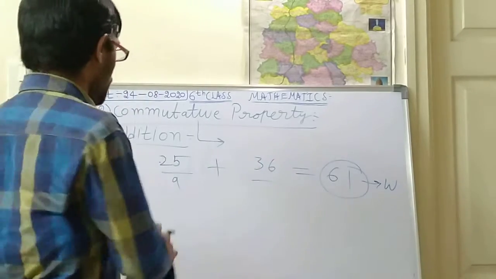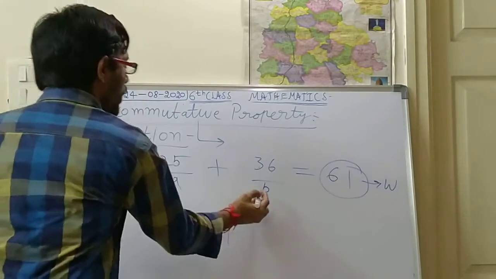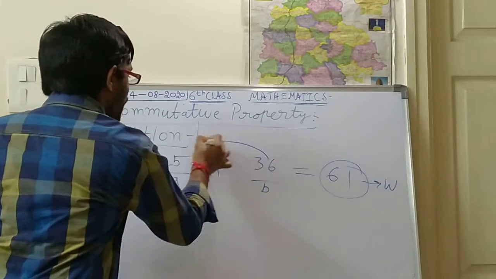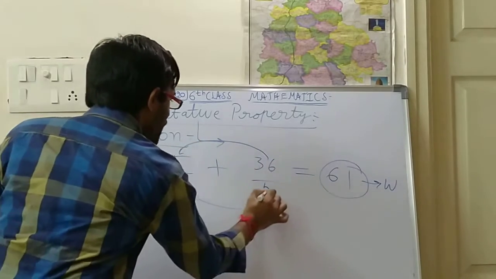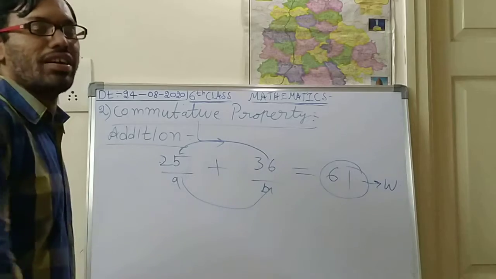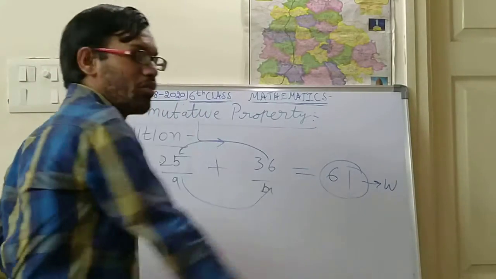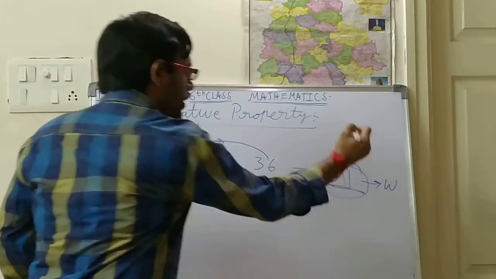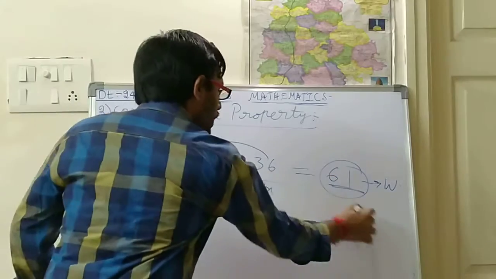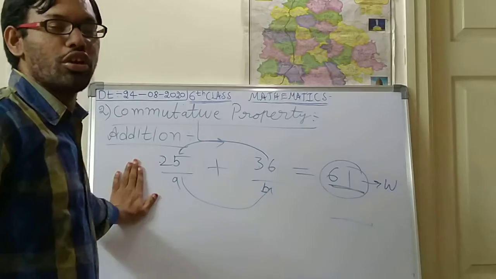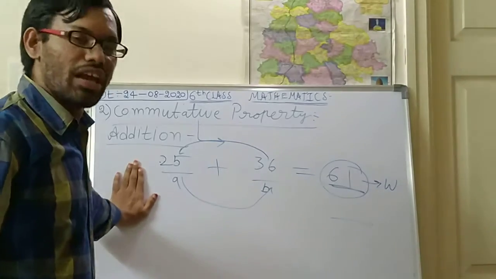So if you are interchanging b number as a and a number as b, and after interchanging you also get the same whole number which you got in the first step, then your addition commutative property is satisfied. Like that you have to check.